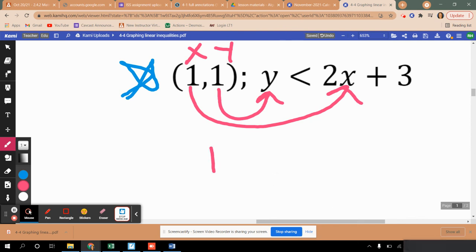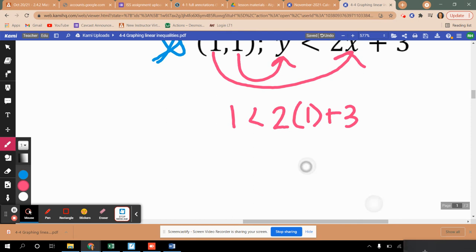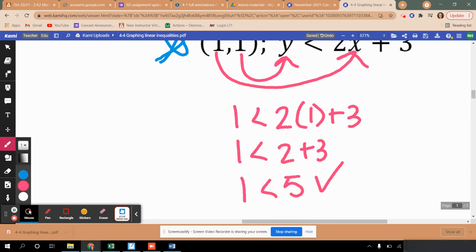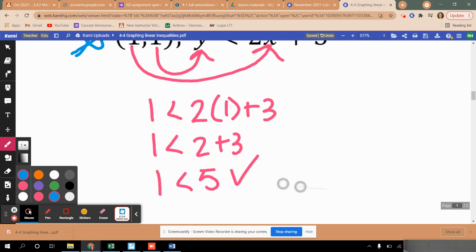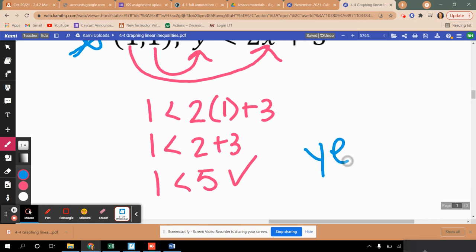Plugging in 1 for y, we get 1 is less than... plugging in 1 for x as well, 2 times 1 plus 3. 2 times 1 is 2. So 1 is less than 2 plus 3. 1 is less than 2 plus 3, which is 5. That is a true statement, which means, yes, we do have a solution to the equation.